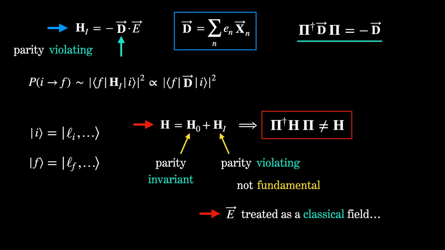Since the interaction is purely electromagnetic, it must therefore be invariant under parity at a more fundamental level, because quantum electrodynamics, which is the underlying theory, is parity invariant. But that is a subject for a future video. The essential point is that H should be treated as a kind of effective Hamiltonian, which is parity violating.